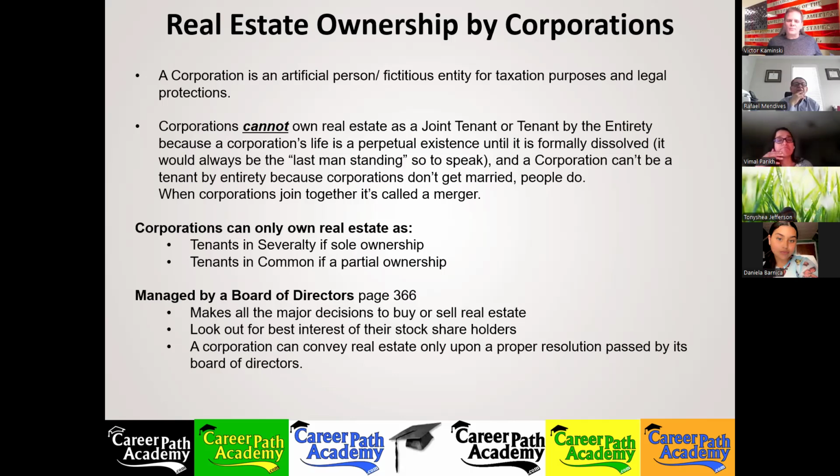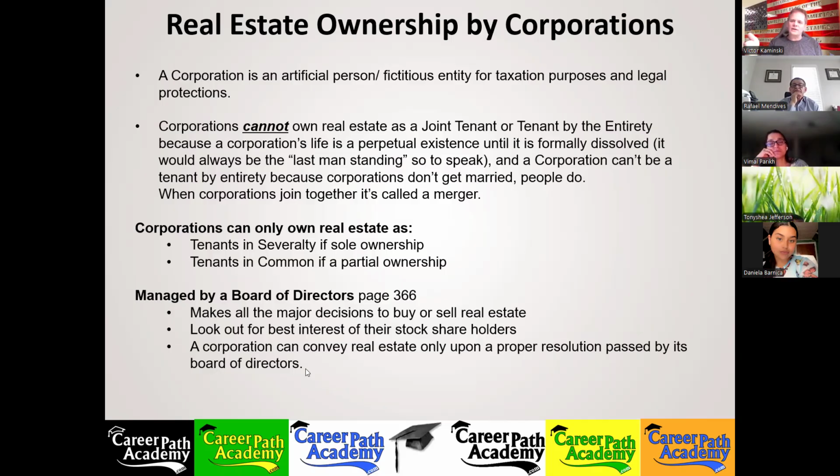It's got to be run by the board of directors. So anytime the corporation wants to sell a significant part of its real estate or buy a major amount, it's got to be run by the board of directors. Okay, so they make all those decisions on behalf of the shareholders. So they look out for the best interests of the shareholders. And a corporation can convey real estate only upon a proper resolution passed by its board of directors.